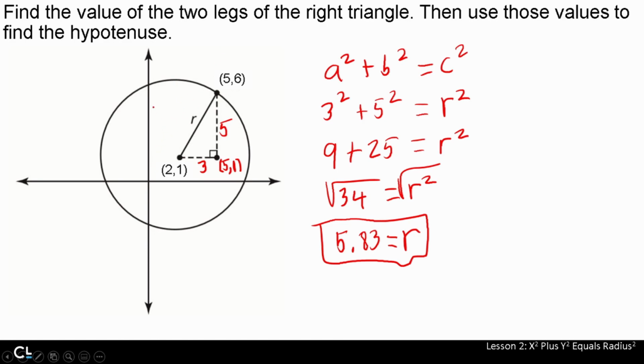But look, we're still able to do it given two points, our center and the point on a circle. Those are the two points we're given here. And we're still able to find this radius using this right triangle idea.